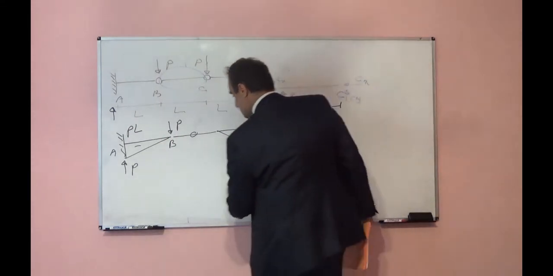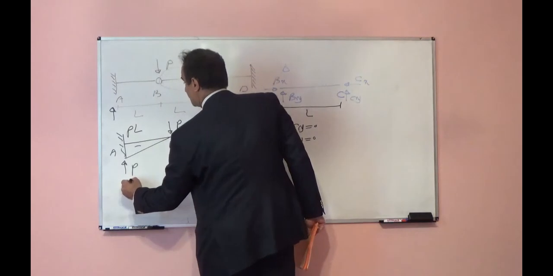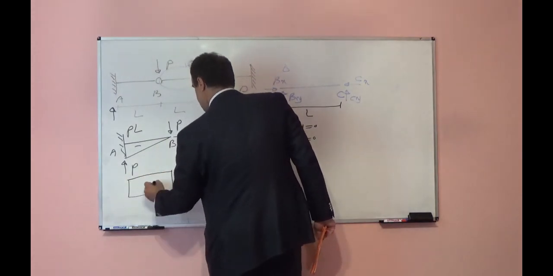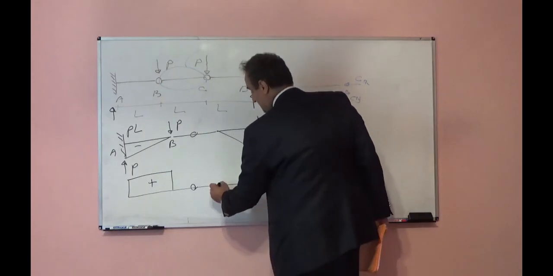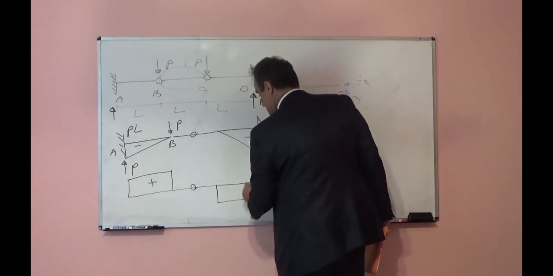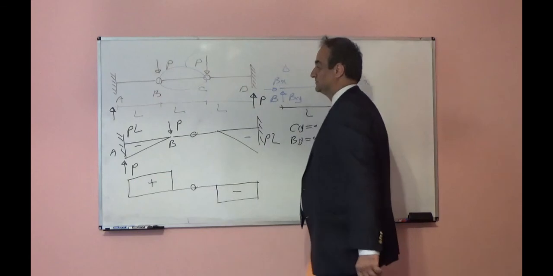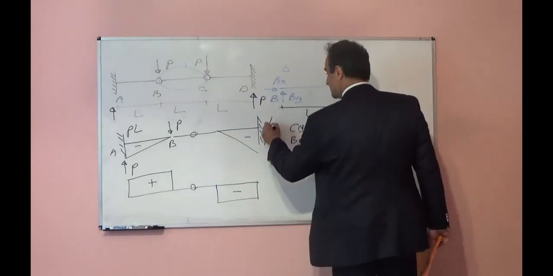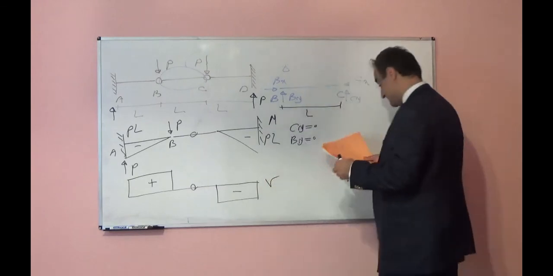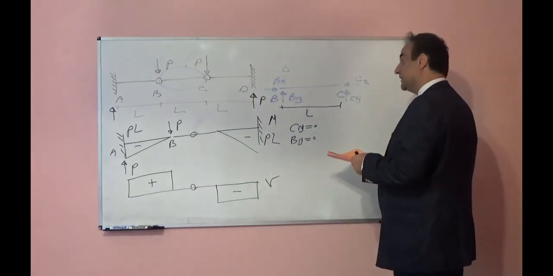The shear diagram will be P up. There is no force. P down. 0. Again, P down. There is no force. P up, negative. This will be our shear diagram. So moment diagram, shear diagram. Next example.